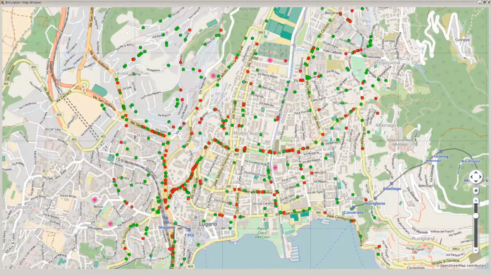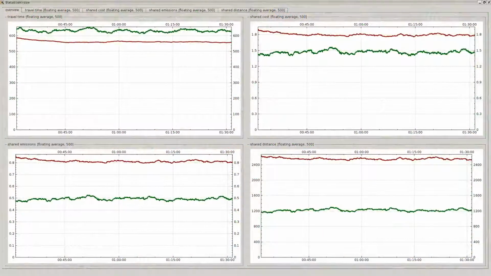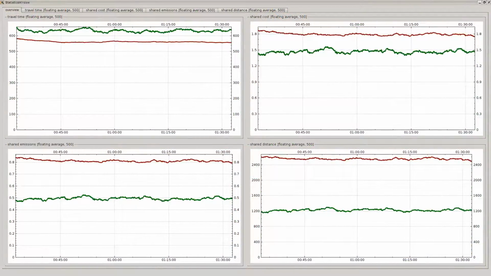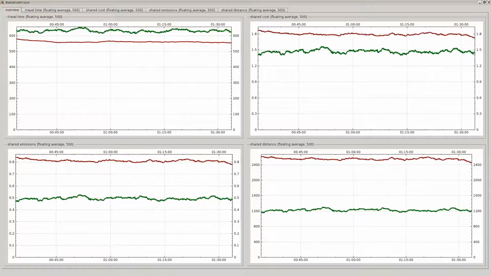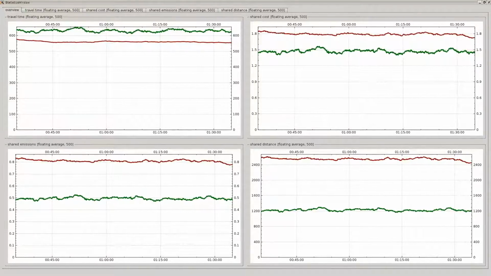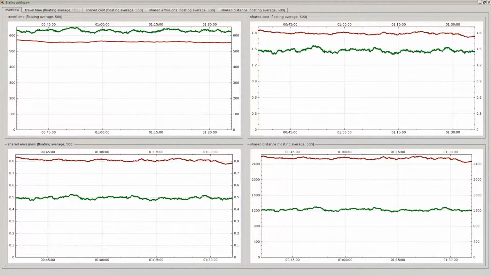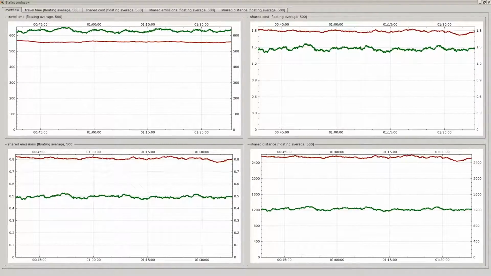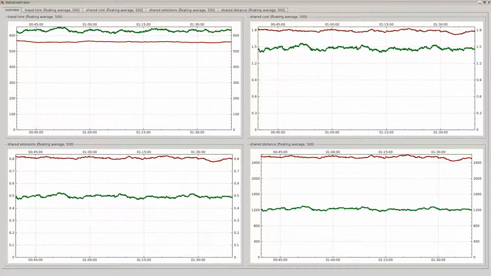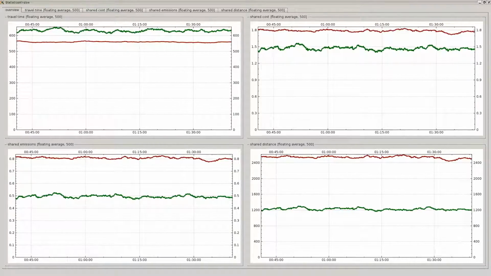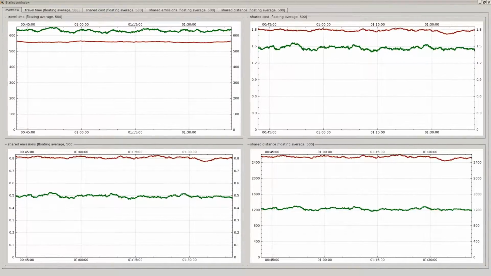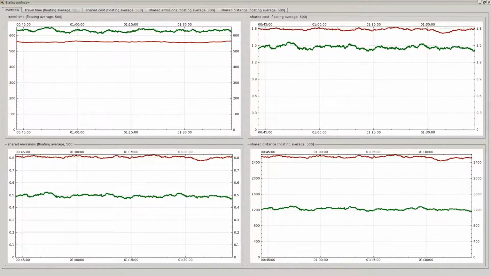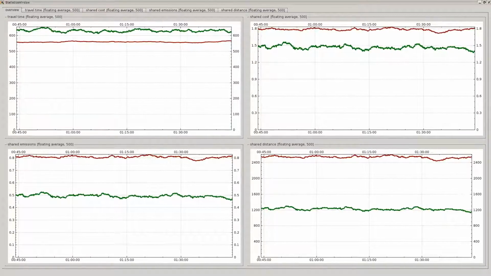Let's check the statistics. First of all, we also have two different colors here. Again, the red color is used for private vehicles and the green color is used for Seemo. Here, the average travel times are around 560 seconds for private vehicles and 640 seconds for Seemo. It is kind of expected that the travel times for Seemo are a bit higher, since sharing the vehicle with other passengers inevitably leads to small detours and delays.